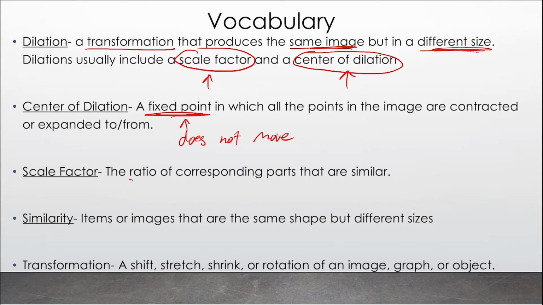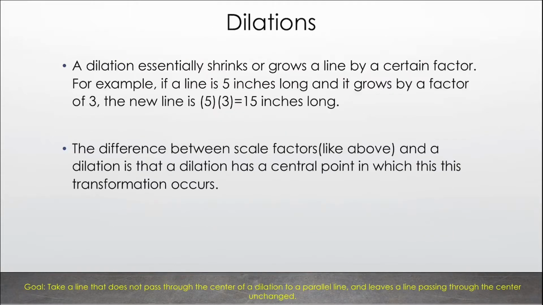A scale factor is a ratio of the corresponding parts that are similar. So it means everything is going to be so much bigger or so much smaller. Similarity describes items or images that are the same shape but different sizes. As talked about previously, we know a transformation is a shift, a stretch, a shrink, or a rotation of an image, graph, or object.